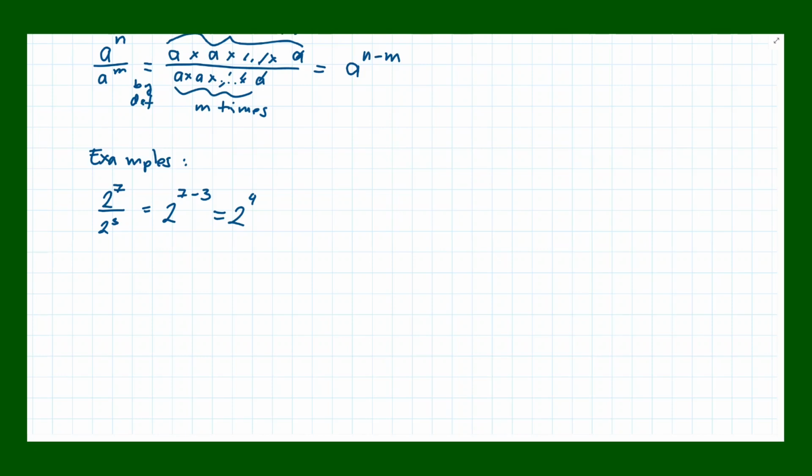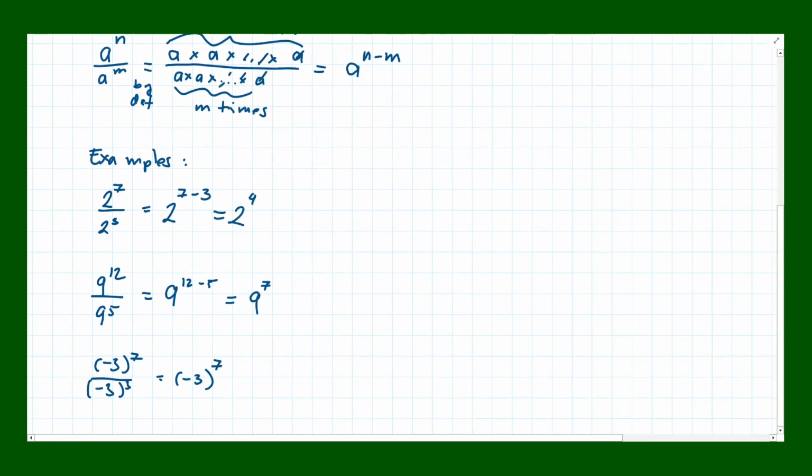Next example, 9 to the 12 over 9 to the 5th. Again, same bases, so we just have to subtract the powers. So that's going to give us 9 to the 7, because 12 minus 5 makes it 7. Next example, I've got minus 3 to the 7 over minus 3 cubed. Again, I'm going to have minus 3 to the 7 minus 3. So it's going to give me minus 3 to the power of 4.